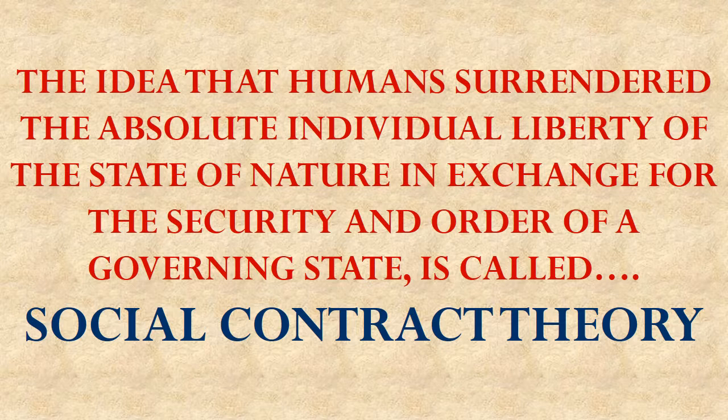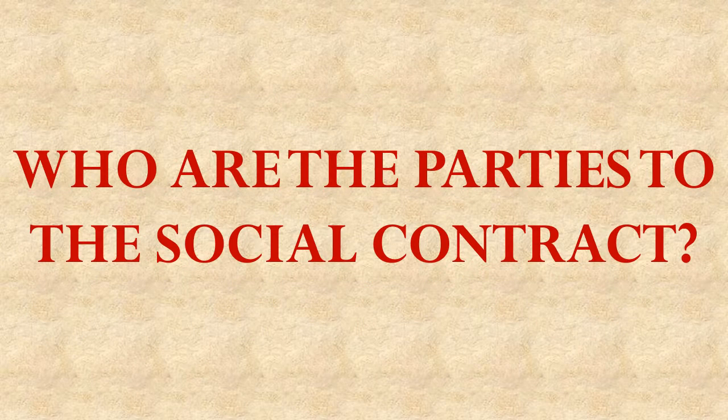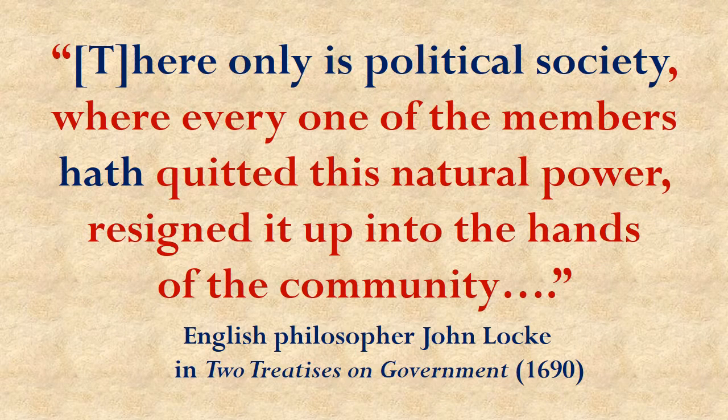Well, if they are right about that, who are the parties to this social contract? Who is this agreement between? Well, let's look at another quote from John Locke that may help us figure this out. John Locke says that there only is political society, in other words, this is the only condition under which these communities, this government that we're talking about, can legitimately exist, where every one of the members hath quitted their natural power that they had in the state of nature.